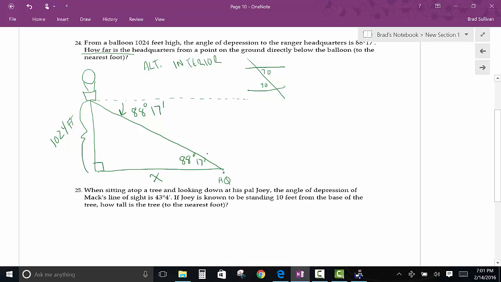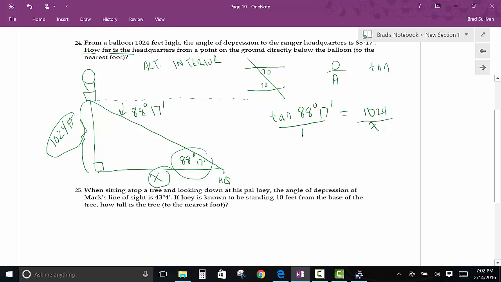Okay, now if we set this up, just kind of talk out what we have. That's the angle. This is the side opposite. I'm wanting the side adjacent, so it's the tangent again. Opposite over adjacent is the tangent. So what we're going to say is the tangent of the angle that I gave you, 88 degrees 17 minutes, is equal to opposite 1024 over the side adjacent x. Then we just need to solve that like this, okay?